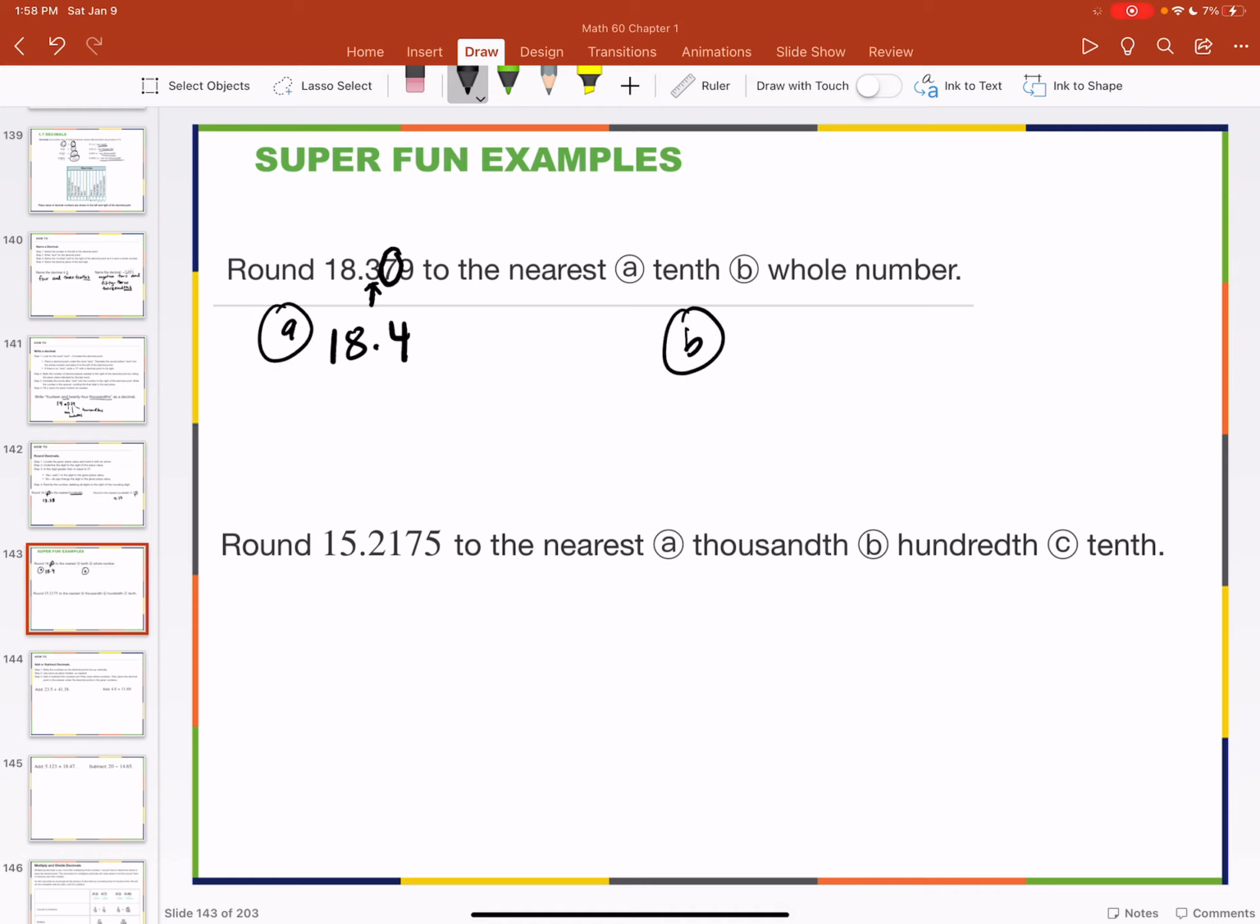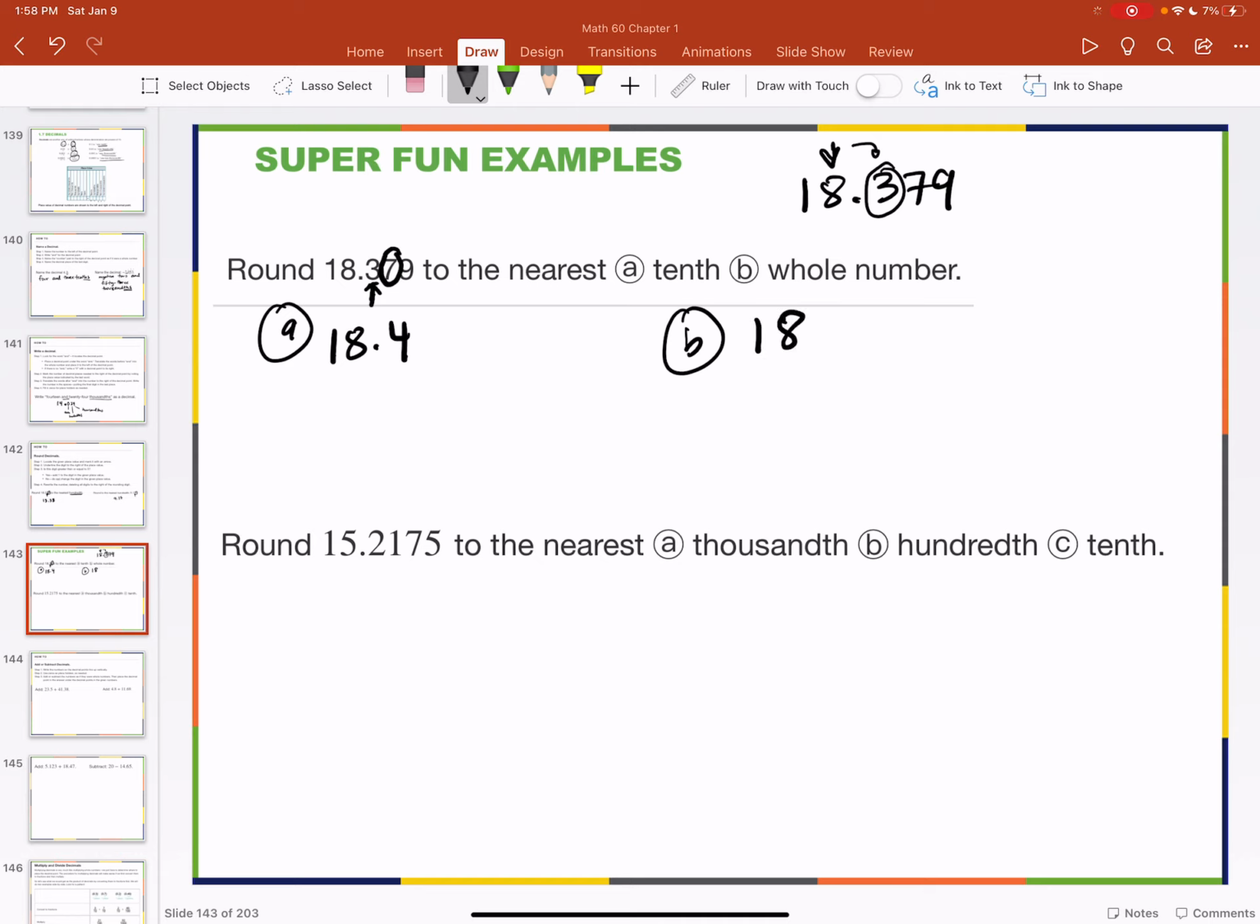And the nearest whole number, okay, so the number in question is 18.379. So we're looking at the whole number. Immediately to the right is this 3, which is less than 5, so we stay as is. So the nearest whole number is 18.